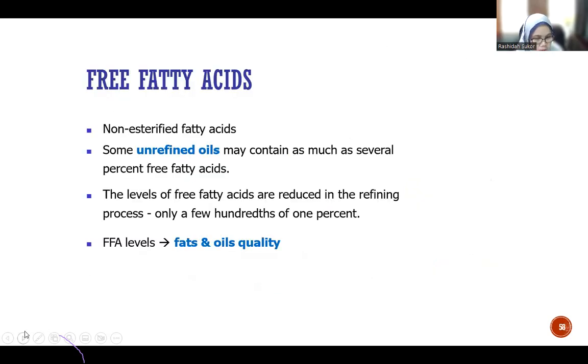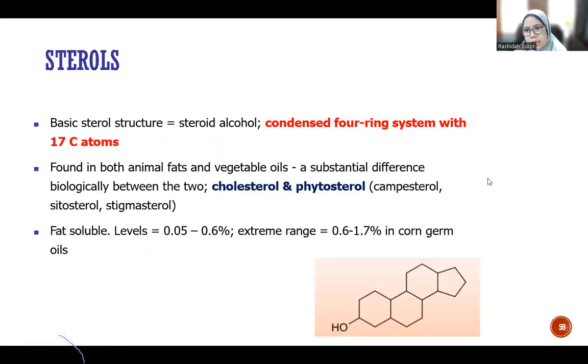Okay. Free fatty acids are non-esterified fatty acids. This is FFA. Some unrefined oil may contain as much as several percent of free fatty acid. Non-esterified, meaning we don't do any esterification procedures. The level of free fatty acid is reduced in the refining process to only a few hundredths of 1%. So free fatty acid can also be used as a fat and oil quality indicator. We can also check the free fatty acid value.